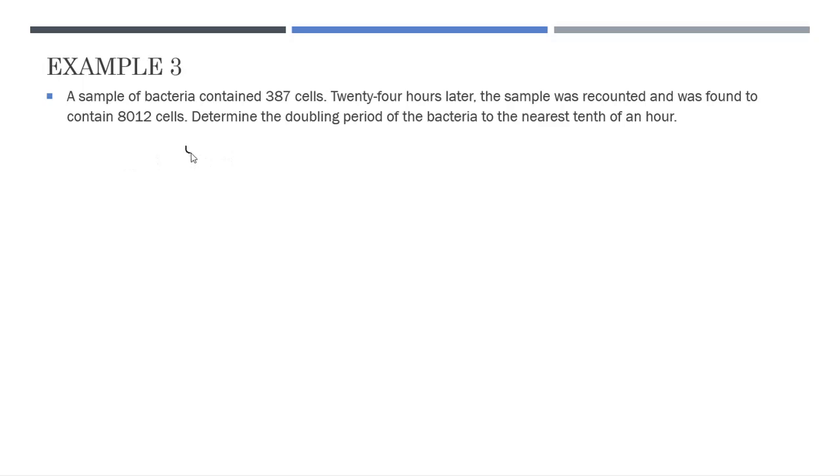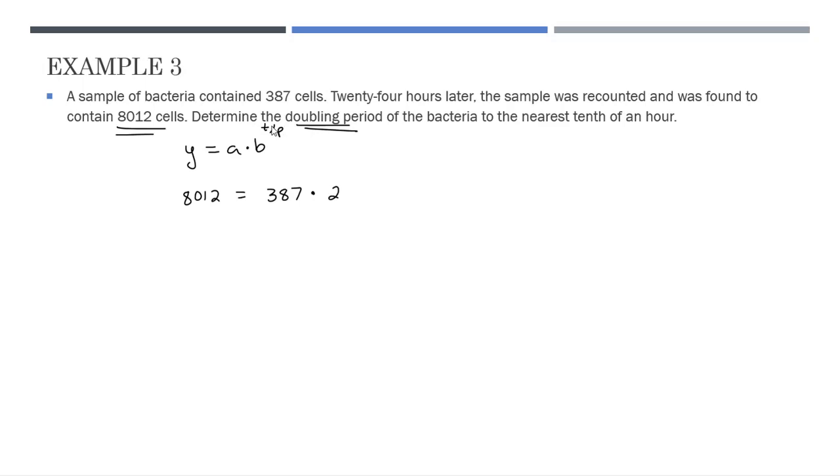Alright, again, we're going to start with our formula. Y equals A times B to the power of T over P. In this case, we know that at the very end it had 8,012 cells, so that's going to be our Y value, or our final value. A is our initial value, so 387. Now our rate of change, well, we're talking about doubling, and that's found in the words here, so that means we're going to have a 2 as our base.